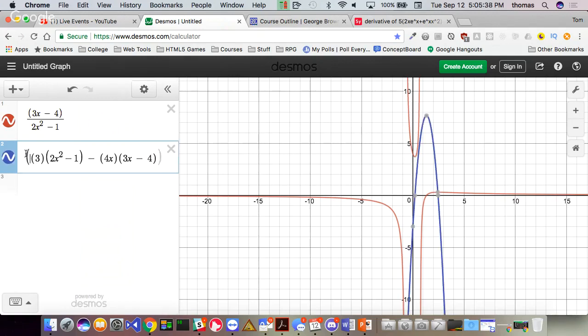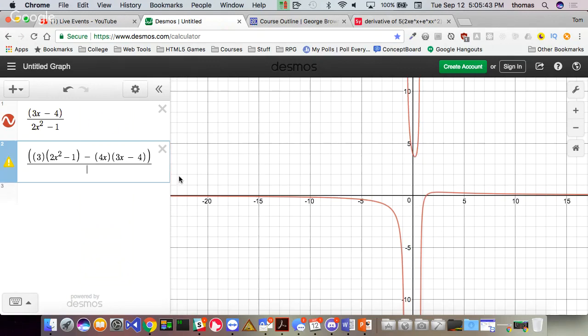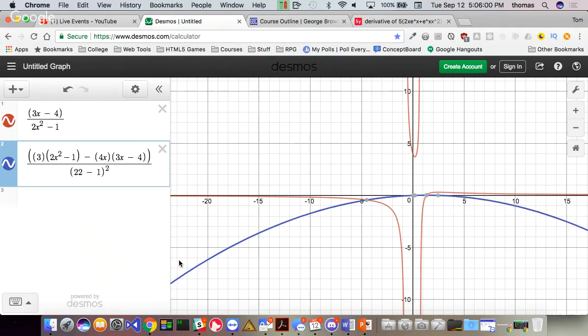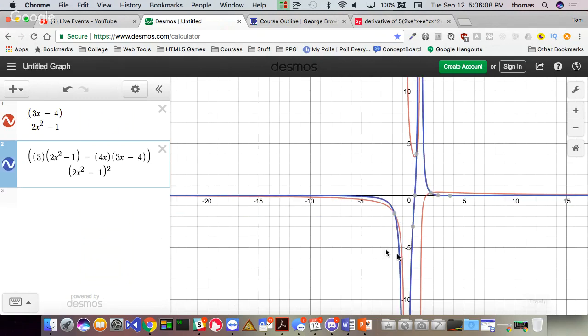So the best way to do it on this tool is take this, and that's why I've learned to do it, and then divide it by the bottom squared. So you take the bottom and then multiply and square that. And that's the answer. So if you look at the blue graph, notice that it's another weird graph that comes out. So that is the derivative.